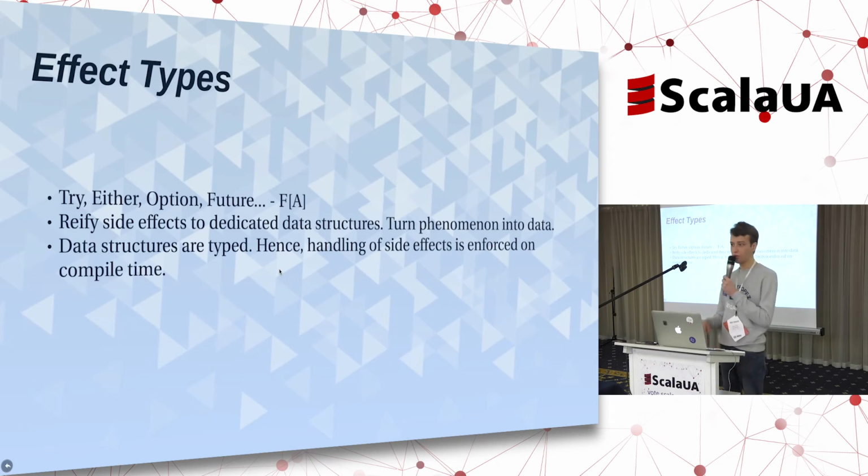So to summarize what technique was used over here, it is the technique of effect types. Effect types reify the phenomena of side effects into data structures. Side effects are phenomena that the compiler knows nothing about, that just happen. What we do is turn the phenomena into a data structure. We make the compiler aware of it. Data structures are typed, hence we have all the power of the compiler to handle these side effects and to protect us against our forgetfulness, so that we do not forget that we need to handle side effects.